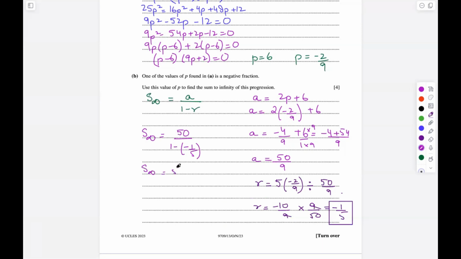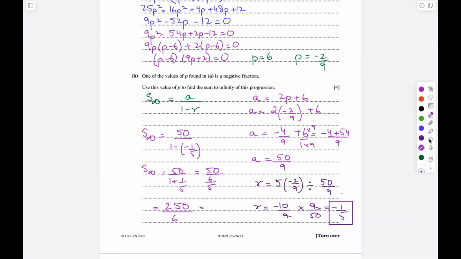So the denominator will become 1 plus 1 upon 5. Taking the LCM in the denominator, that makes it 5 times 1, 5 plus 1, 6 upon 5. And finally simplifying this, so the 5 will go into the numerator and multiply by 50. So that will become 250 divided by 6 upon 5. So that will become 250 upon 6.